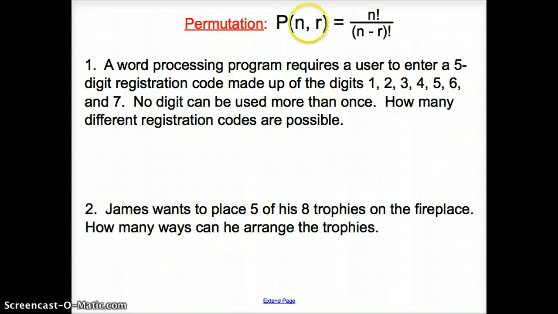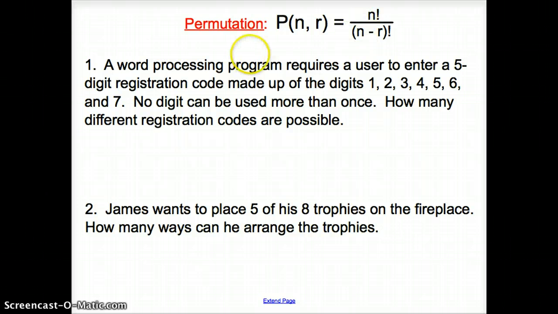A permutation is written as P and then n, r. In your calculator, there is a button for permutation and combination, which we'll find out, and factorial in your calculator, but I will show you those in class. This is a longhand version of how to write it. Again, this exclamation mark is a factorial. So let's take a peek at some of these.